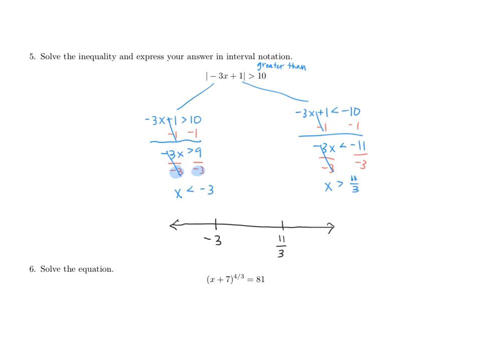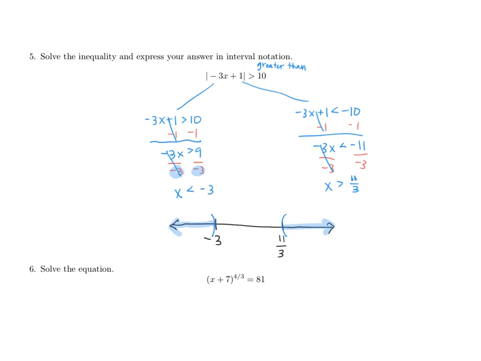And now you have to figure out how to shade. So for shading, x is less than negative 3. It's pointing to the left, so you color in to the left. And for 11/3, x is greater than 11/3. It's pointing to the right, so you shade to the right. Now for both of these boundary points, since it's a strict inequality, there's no or equal to sign under it, you're going to have a parentheses.